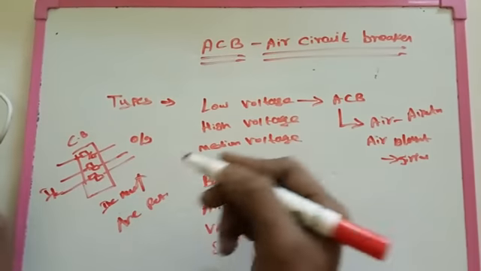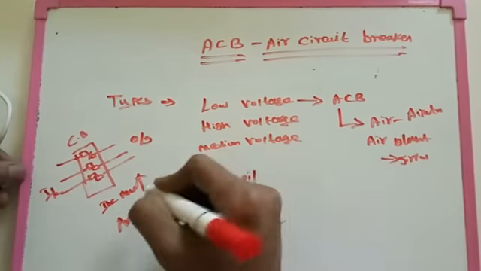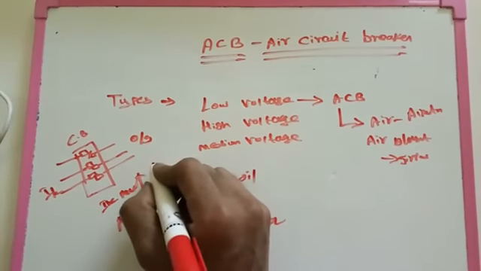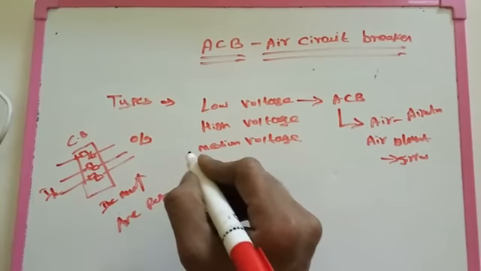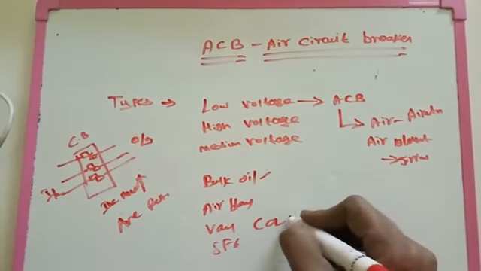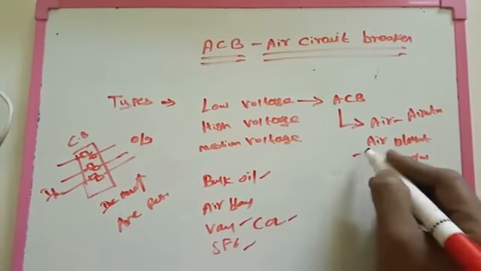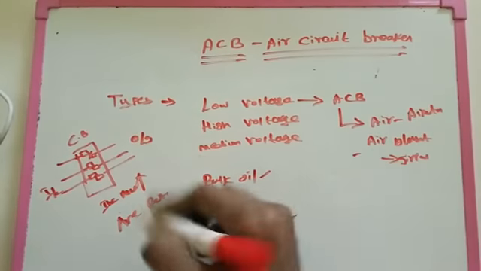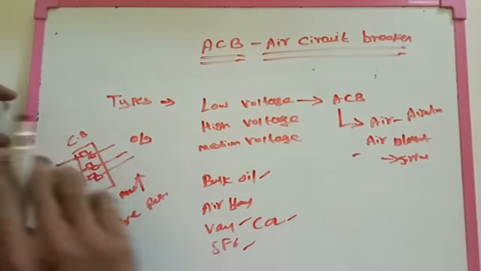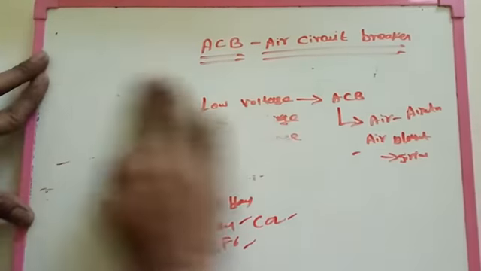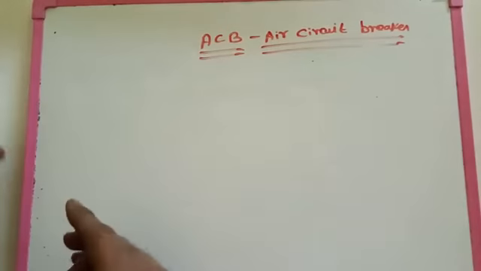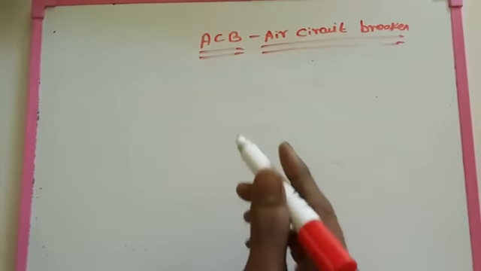So at that time we need some lubrication material, that means the neutralizing medium we need. So here we need to use oil or CO2, SF6, vacuum, or air, something like that. So that's why we are using these for the arc portion here. For now we are going to see air circuit breaker operations and how they are going to neutralize the arc.